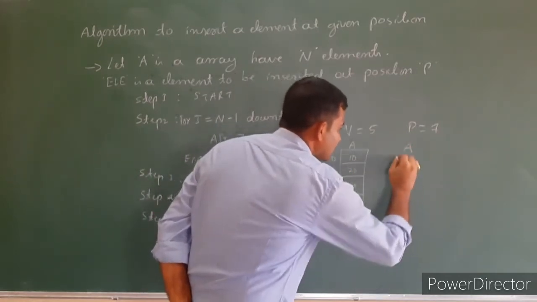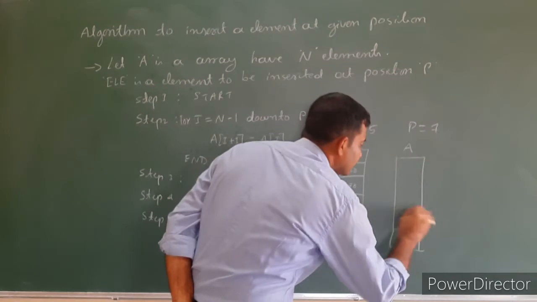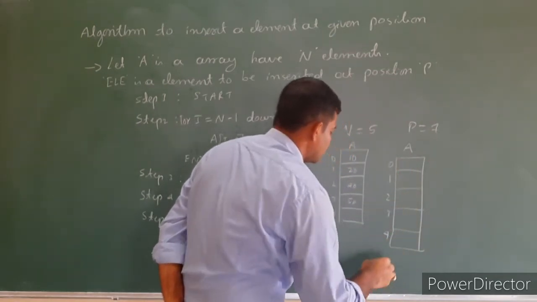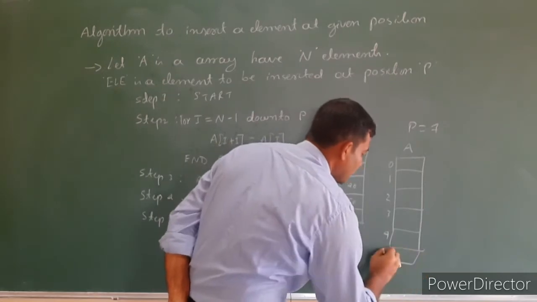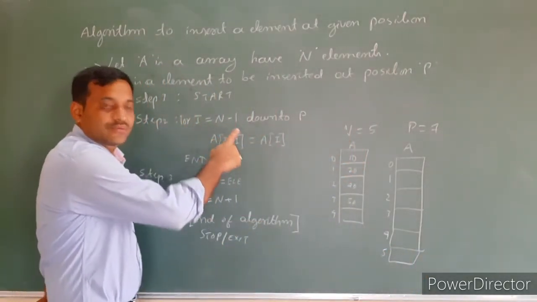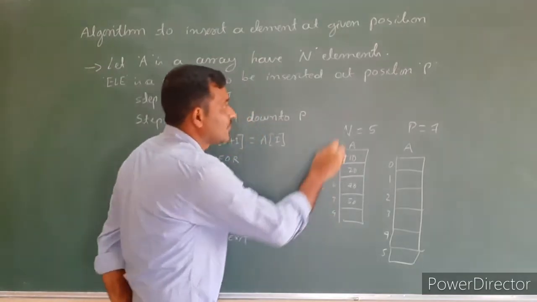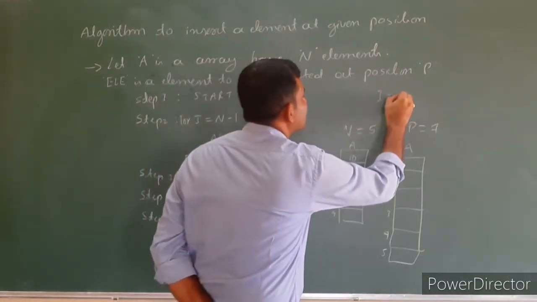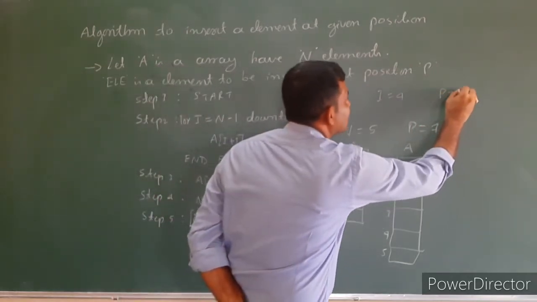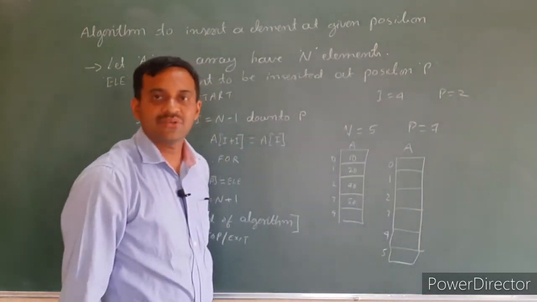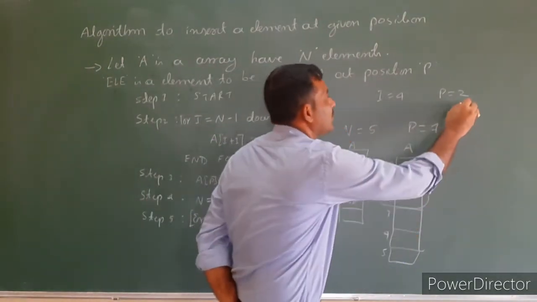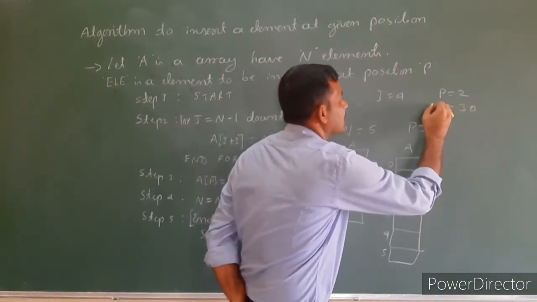After that, 0, 1, 2, 3, 4. One more element, that is 5. See here, I equals n minus 1. What is the value of n minus 1 here? 4. The initial value of I is 4 down to P. So our position is the third position, index value 2 at the third position. For this position we have to insert a new element, that is 30.